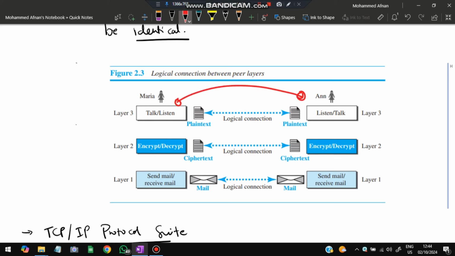So we can assume that it is happening via an imaginary line present here. That is called a logical connection. Encryption happens, decryption happens, very fast, and the sent mail gets received at the other end. That also happens very fast. So we can assume that there is a logical connection between each layer. Okay, there is a what? Logical connection between each layer.